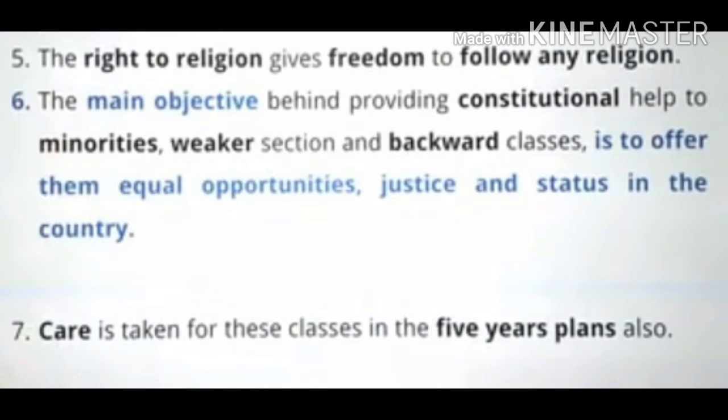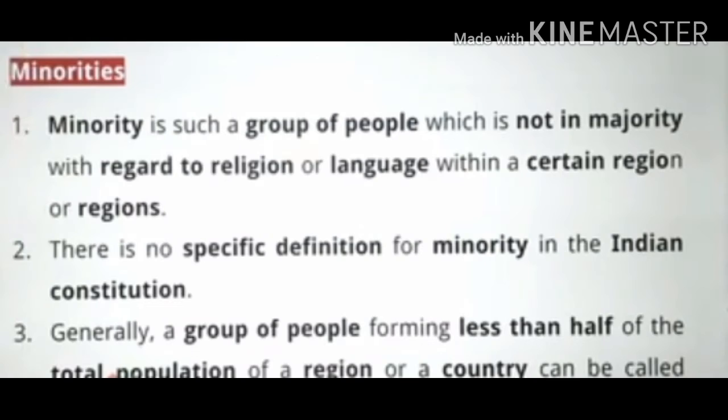The main objective behind providing constitutional help to minorities, weaker sections and backward classes is to offer them equal opportunities, justice and status in the country. So these are the three important things: equal opportunity, justice and status. Care is taken for these classes in the 5-year plan also. Let us learn about minorities. Minorities is such a group of people which is not in majority.